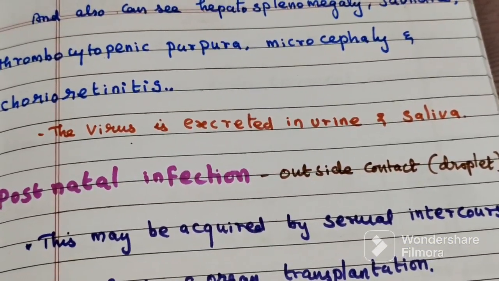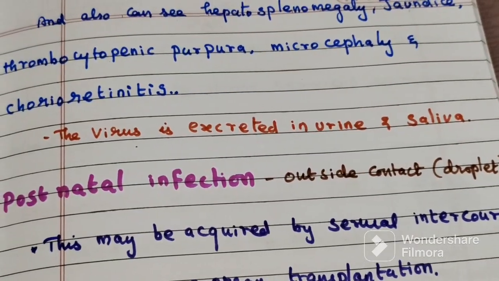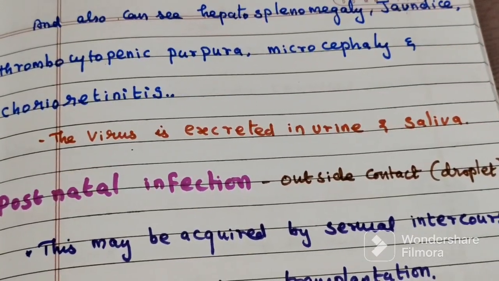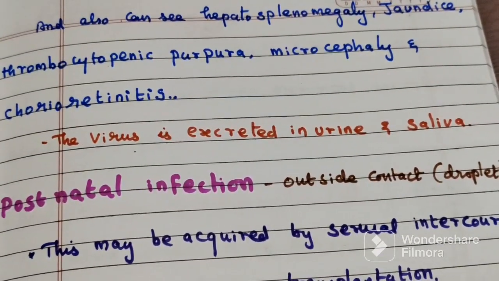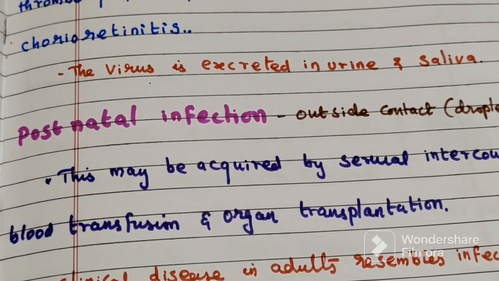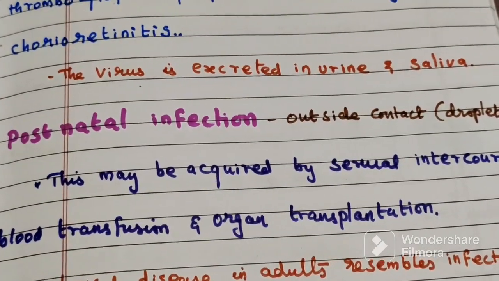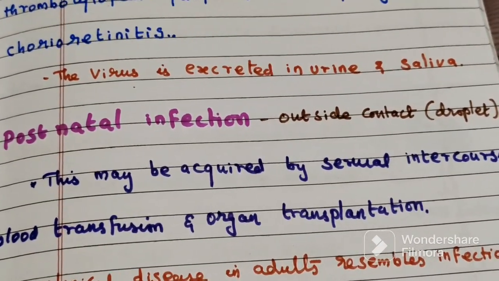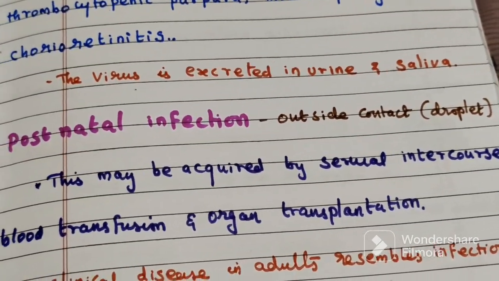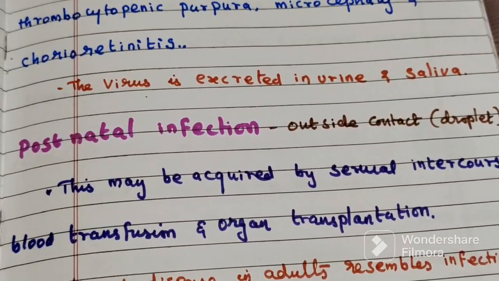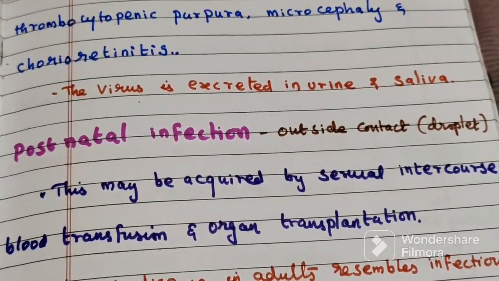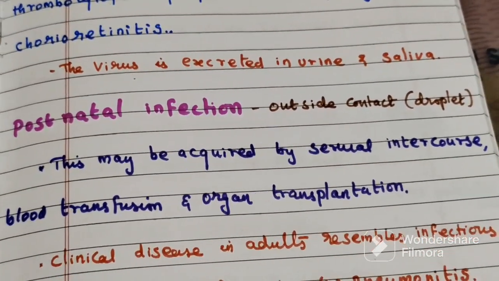This virus is excreted in urine and saliva. Usually it is asymptomatic at birth, but it may lead to cytomegalic inclusion disease. That means it damages the brain cells of the baby. The infection may occur in two types: one is prenatal, second one is postnatal. Prenatal is during pregnancy, vertical transmission. Postnatal means after birth, through some external outside contact. Through tablet, the baby got infected. That is called postnatal infection.